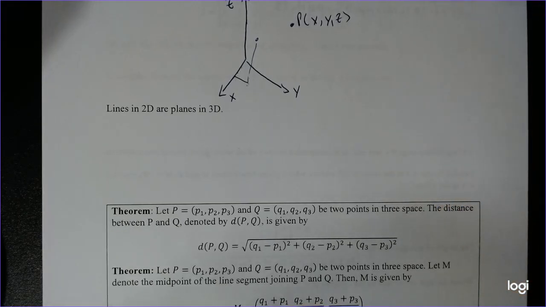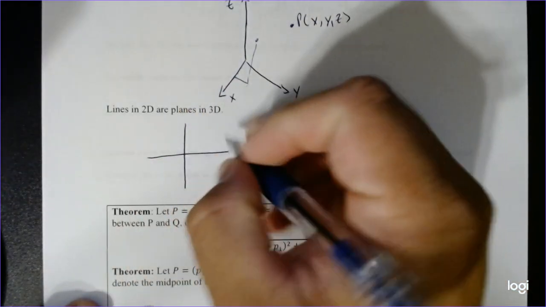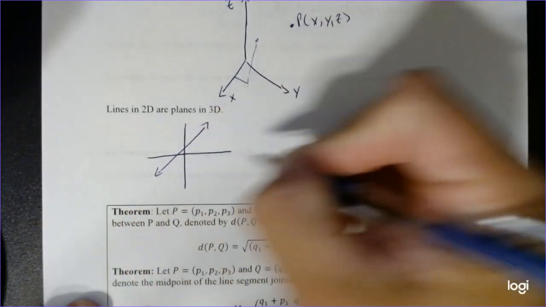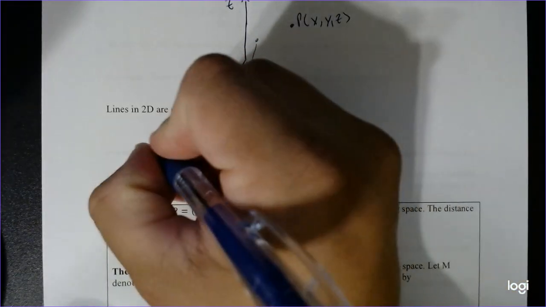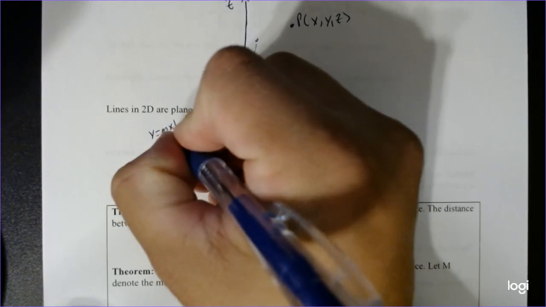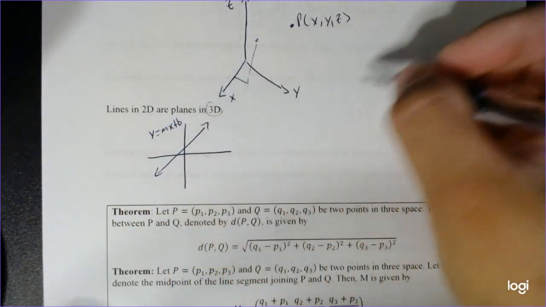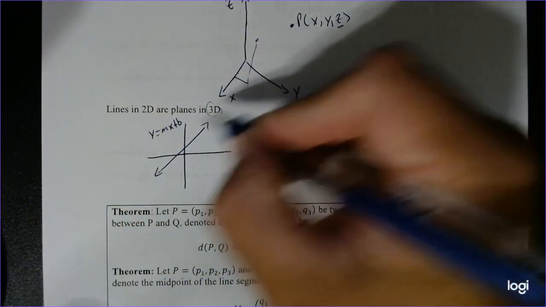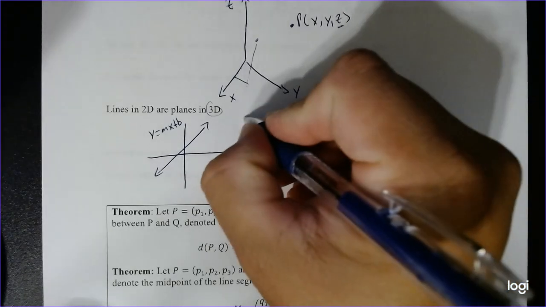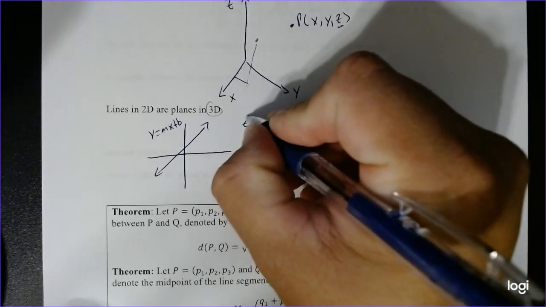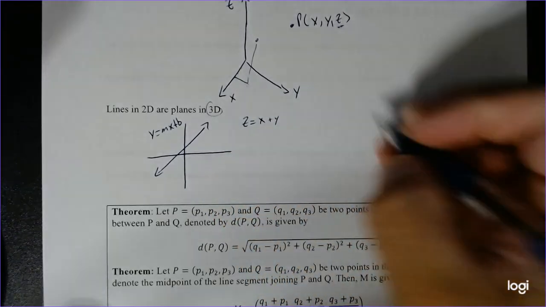So, lines in three dimensions in space. Given a line in two dimensions, it's just a straight line, x, y: y equals mx plus b. Well, in three dimensions, since we have the third variable z, everything is in terms of the z-axis, meaning z equals something in terms of x and y together.